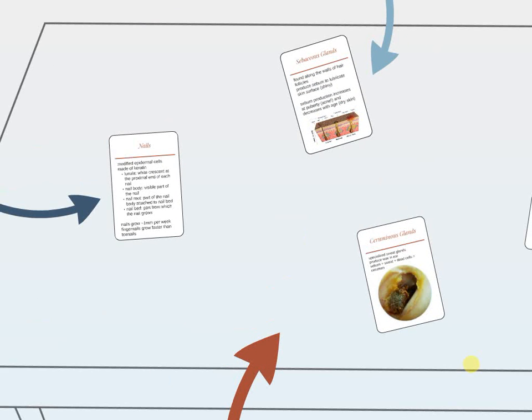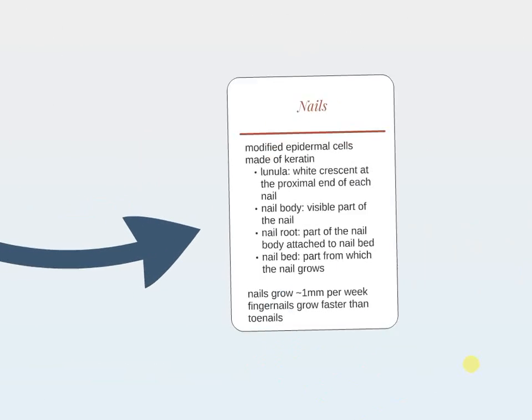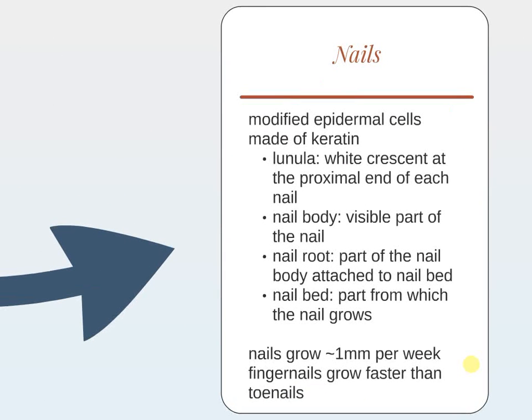Moving on from hair, there are a few other accessory structures, as we call them, in the integumentary system. First one is nails. Nails are modified epidermal cells. They're made of keratin, just like much of the integumentary system. If you look at your nail, the white crescent-shaped part that's kind of shaped like a moon, that's closest to the proximal end of the nail, so closer to the palm of the hand. That white crescent is called the lunula.